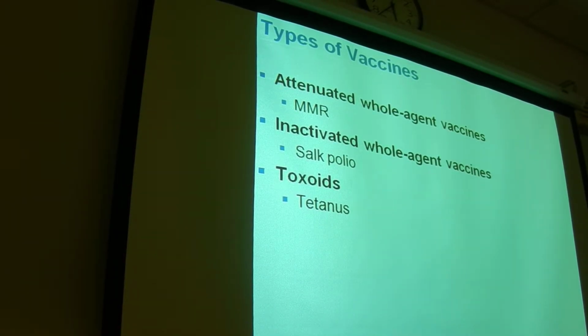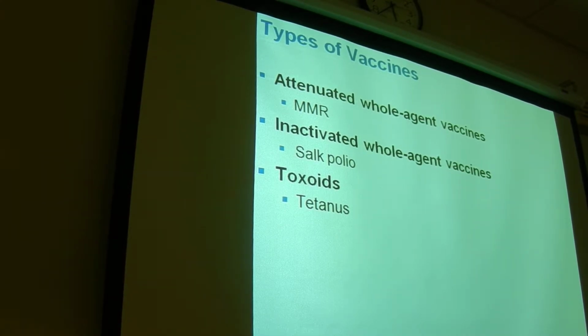There's the attenuated whole agent vaccine. The example there would be MMR, measles, mumps, and rubella. This is something that's given to cover 3 different diseases. It's given to infants for the most part.